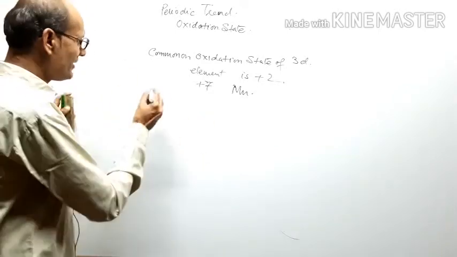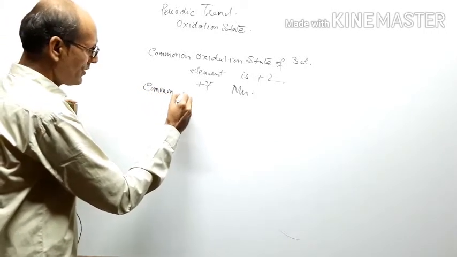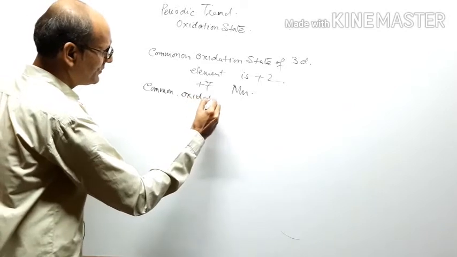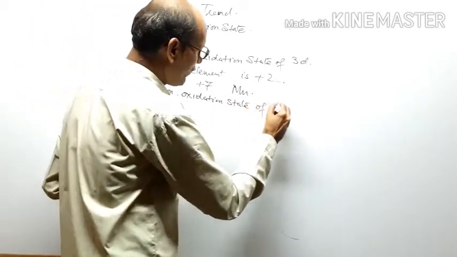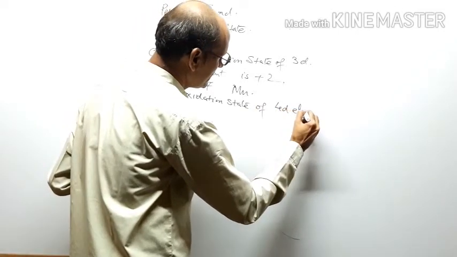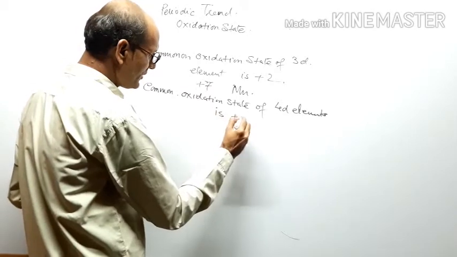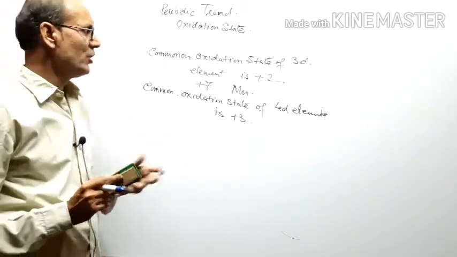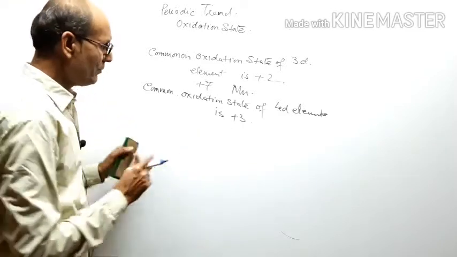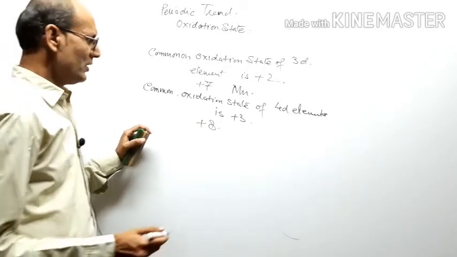the common oxidation state of 4d elements is +3, and the highest oxidation state of the 4d elements is +8. It is shown by ruthenium.